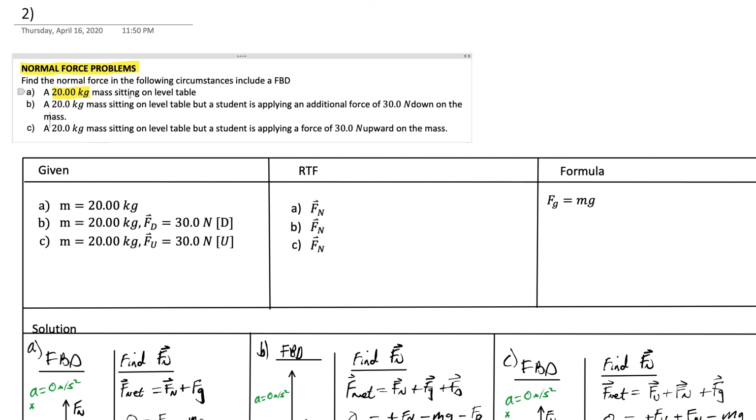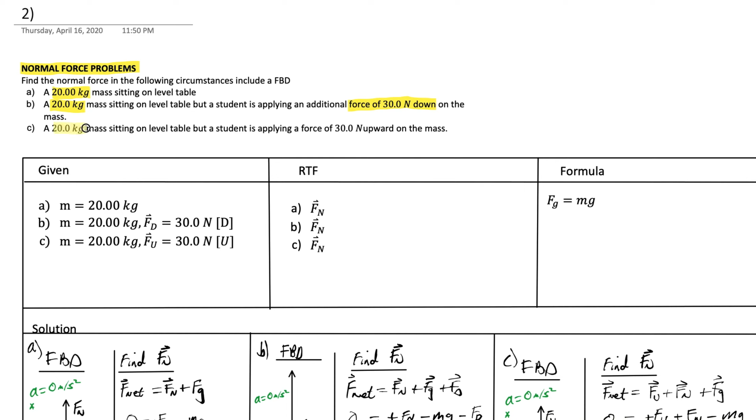As a reminder, the normal force is the reaction force from a surface, and that surface will respond to whatever mass or mass plus other forces are applied to it. So in part A, we have a single 20 kilogram mass sitting on a table. Part B, we have the 20 kilogram mass sitting on the level table, but we have an additional force of 30 newtons acting down. So what we want to focus on is what this additional 30 newtons does to the situation with respect to the normal force.